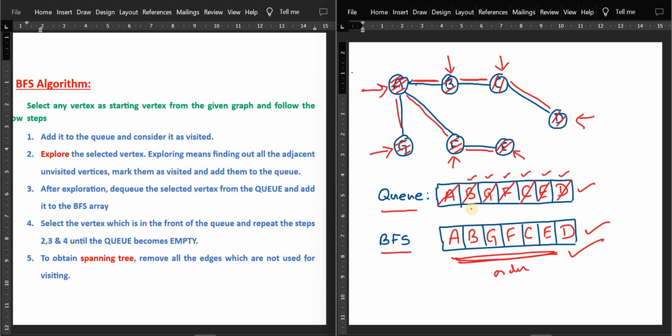Now in which order I have actually chosen? BGF. Okay, I have chosen BGF, but others might choose some other order, like here G, here B, here F. Otherwise, F here, B here, G here. So depending on the order you choose, you will get a different BFS order. Okay, so please note that there exist numerous BFS orders, not a single order.